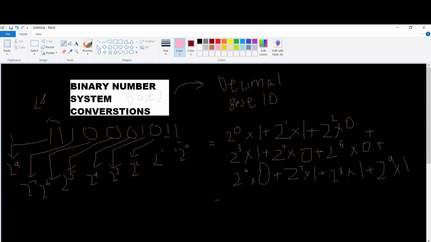So the next thing we do is cancel out the terms that are multiplied by 0, because 0 multiplied by anything is 0. We'll cancel out the 0 ones to make our process easier. 2 raised to power 0, or anything raised to power 0, is 1. 1 multiplied by 1, plus 2 raised to power 1, which is 2 multiplied by 1. Then 2 raised to power 3 equals 8, multiplied by 1. Next we have 2 raised to power 7.